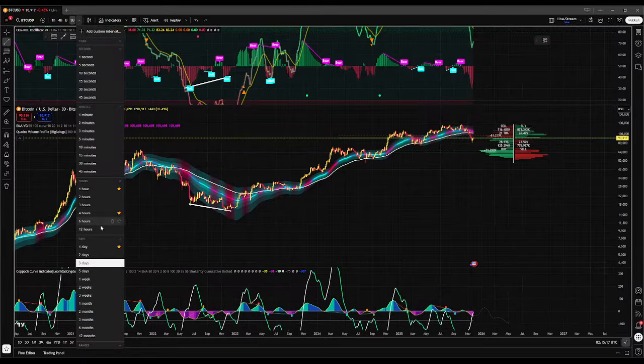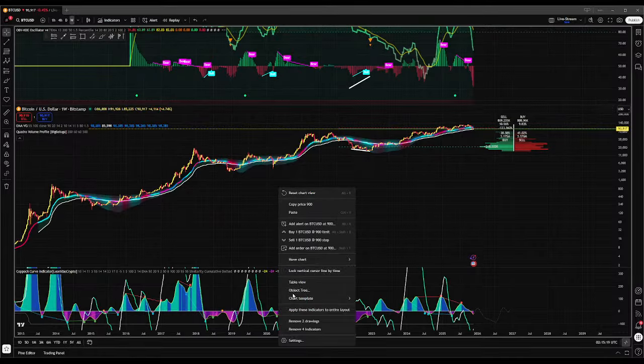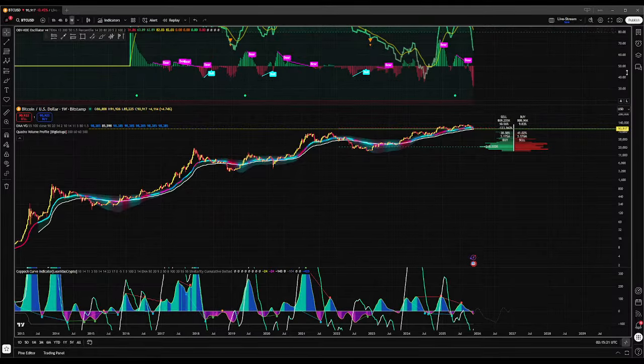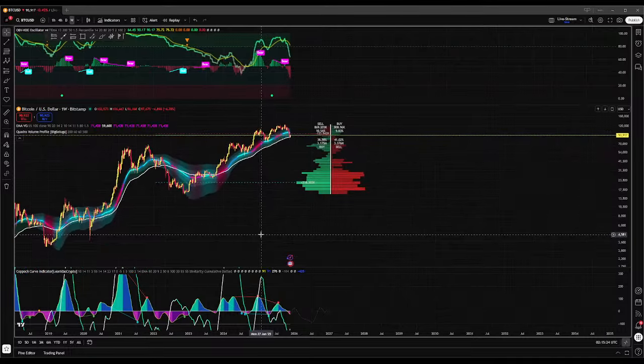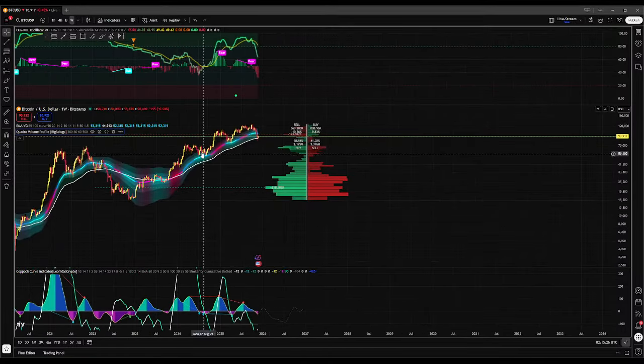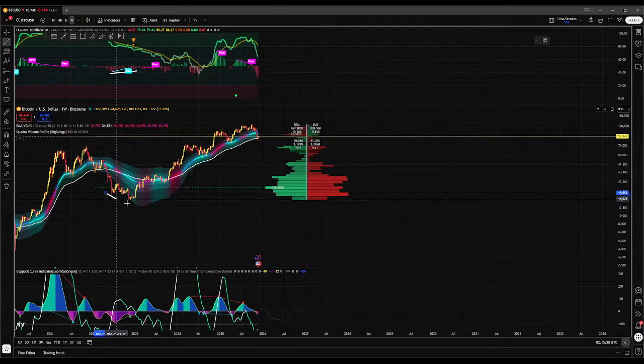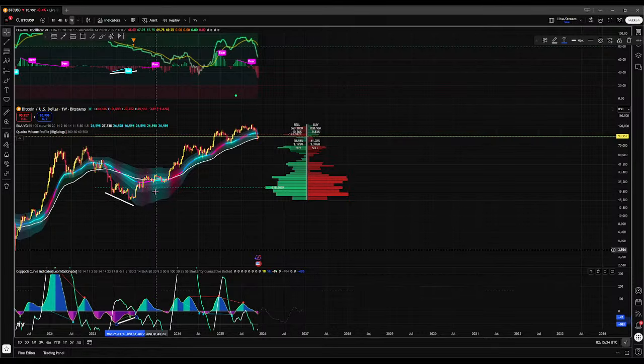Let me show you weekly chart. I think it is better for this example. As you can see here, we have the bullish divergence here, bullish divergence here, bullish divergence here, and also bullish divergence here. So this is a clear actually bottom here for me.